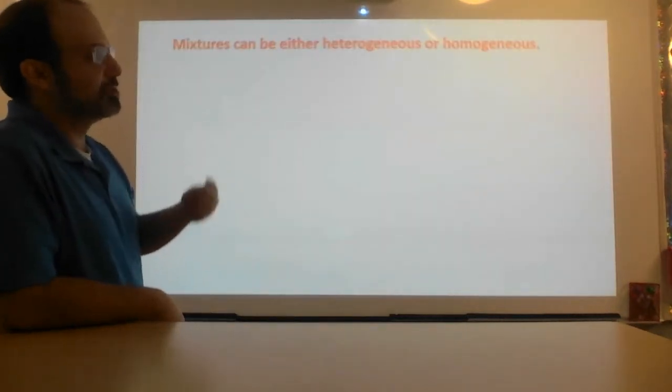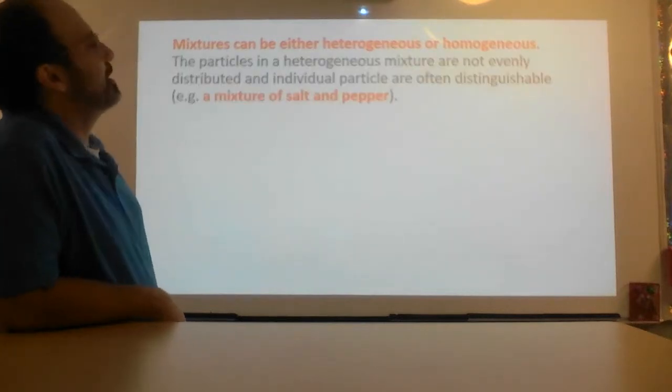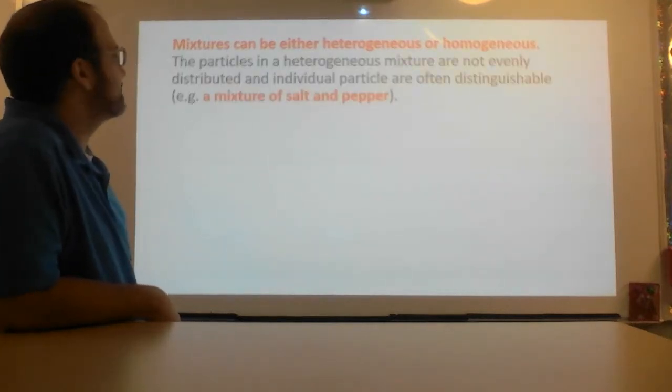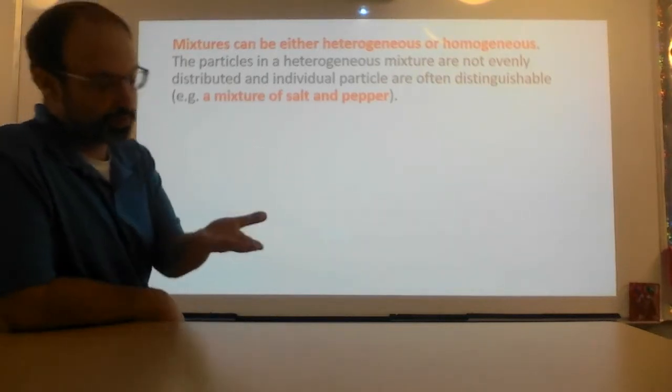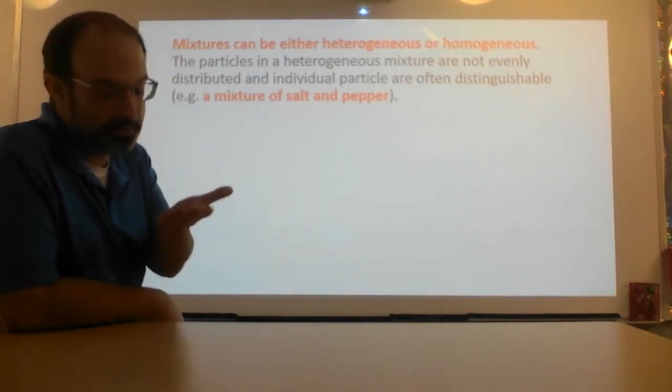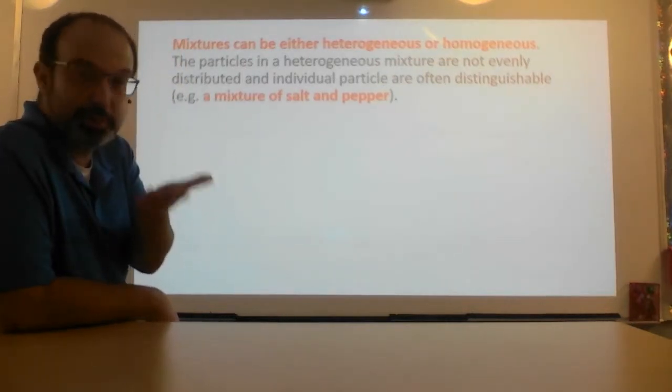Mixtures can be either heterogeneous or homogeneous. The particles in a heterogeneous mixture are not evenly distributed, and individual particles are often distinguishable. So salt and pepper, right? If you have salt and pepper and you put it in your hands, you can clearly tell which ones are pepper and which ones are salt because the salt will be white and the pepper will be black.